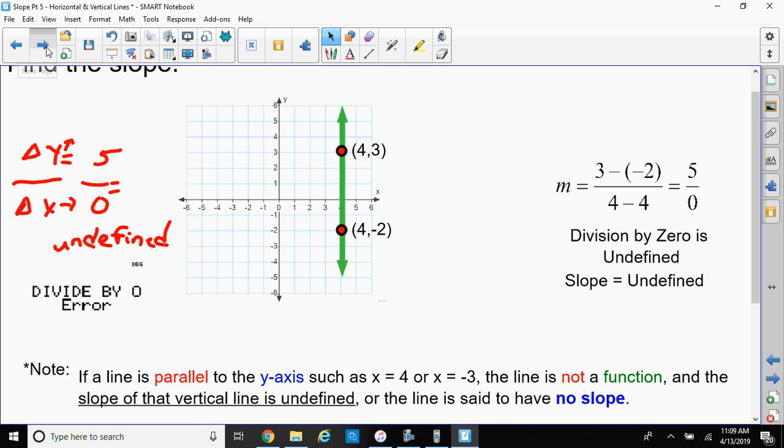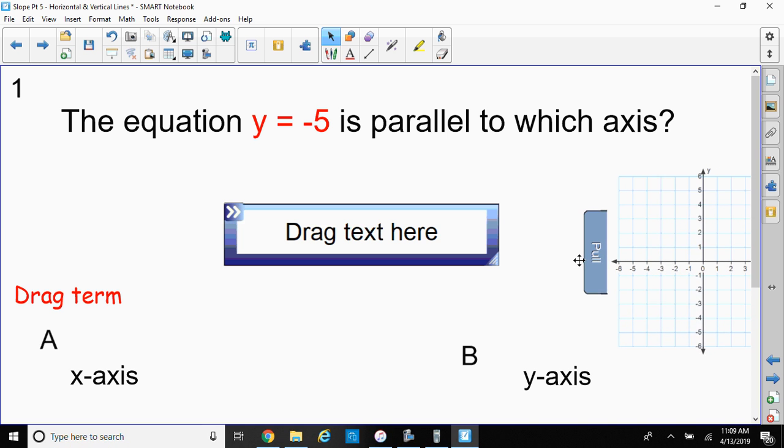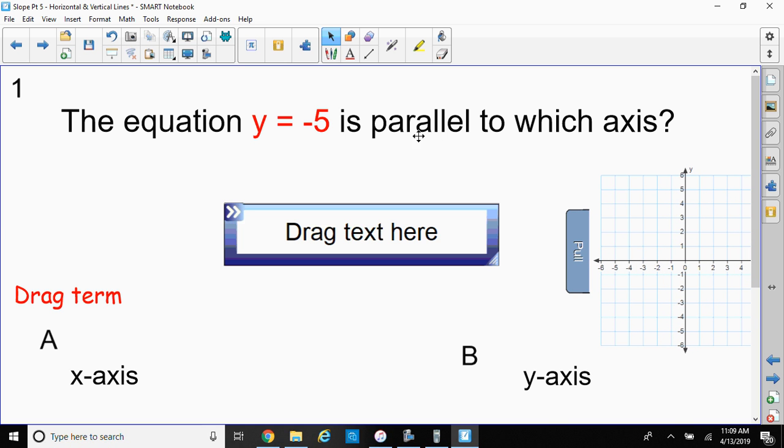All right, we got some questions, so let's do them. The equation y is equal to -5 is parallel to which axis? So it would be nice if we had some graph paper, so let's pull that out. It doesn't say anything about the x. It just says y is equal to -5.